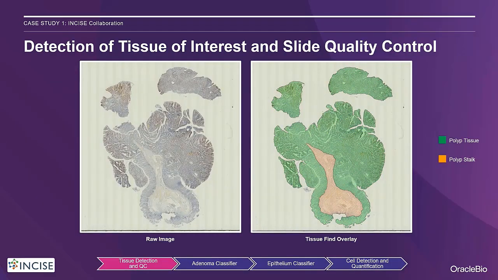So as I said, the first step of the workflow is the tissue detection and QC. For tissue detection, we use a very simple thresholding app to detect the tissue of interest. And then a second app, which is deep learning based, to segment and remove the polyp stalk, which has very little pathological interest. This deep learning app was built to also detect certain quality issues with the images, and I'll show you a few examples in the next slide. But here on the right-hand side, we have the polyp tissue in green and then the stalk in orange, which is removed and not used for any subsequent analysis.